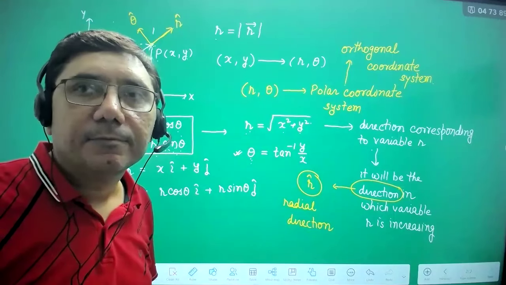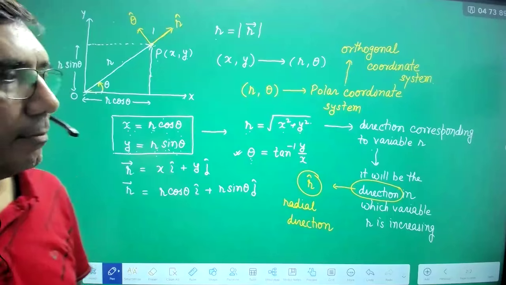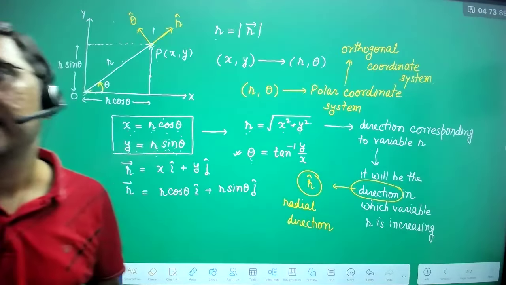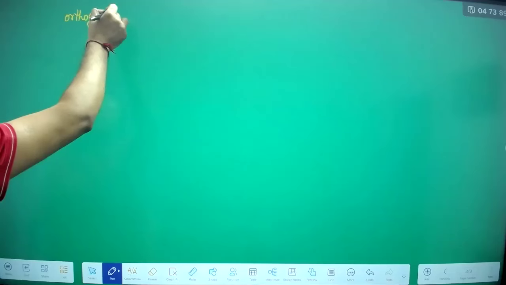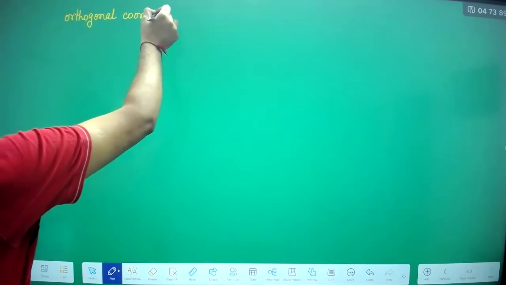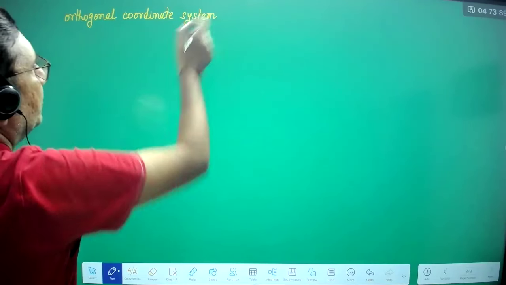Yes, beta. Sir, orthogonal coordinate system means the dot product of these two coordinates is 0? Yes. The question is about the orthogonal coordinate system. Sir, please, previous slide. Just one minute, beta.